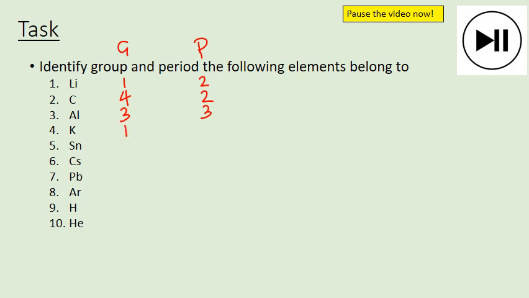Potassium is in group 1, period 4. Tin is a little trickier. Tin is in group 4, and if we count the periods down, it's 1, 2, 3, 4, 5. It's in period 5. Cesium is in group 1, and the period 1, 2, 3, 4, 5, 6. It's 6 rows down. Lead is in group 1, 2, 3, 4, 5. It's 5 along. Oh, it's 4 along. Sorry, my apologies. It's 4 along, and the period is 1, 2, 3, 4, 5, 6.